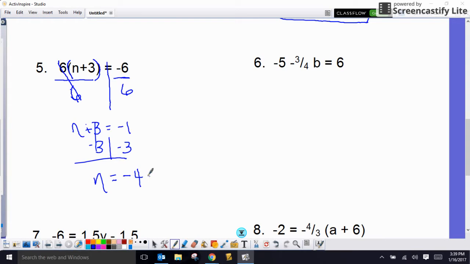Again, if you need help with your integers, you should really be working on your Mastering Math Facts, and there's a lot of fun online games that help you practice your integers.